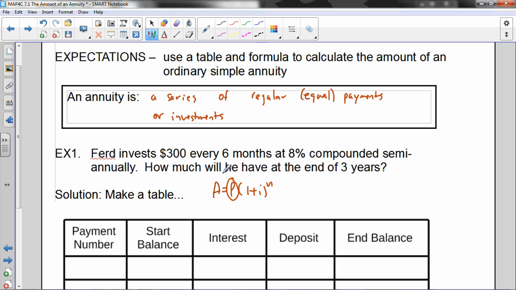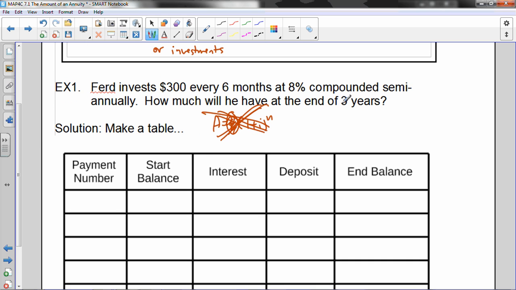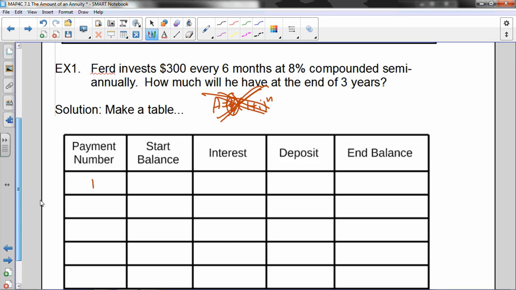It's 300 for the first 6 months, but then after 6 months he puts in another $300 and this is 600. So this formula doesn't work at all. But if we break it into pieces, we can use the simple interest formula, and that's how we're going to get started. Notice for 3 years, he's making investments every 6 months. That means there's 6 payments, right?